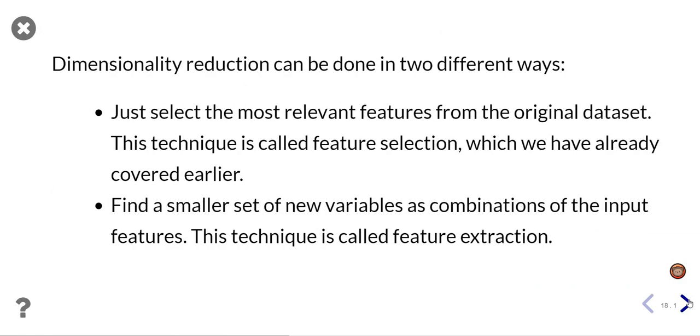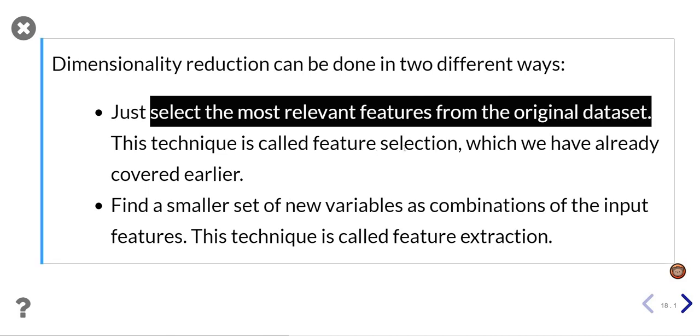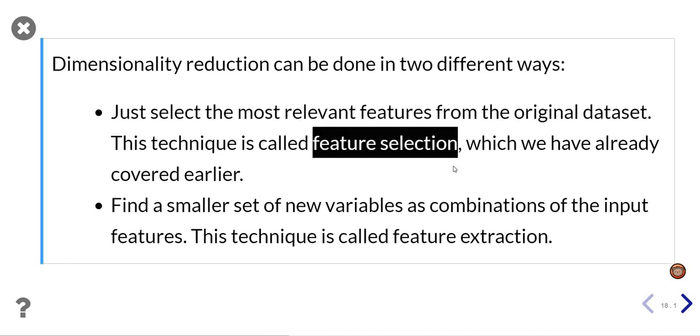So there are 2 ways that you can do the dimensionality reduction. The first one is to just select the most relevant features from the original data set. This one we have done before, right? Known as feature selection. We did the correlation matrix and we tried to find out which features have some correlation with the target variable. So we have done this before.